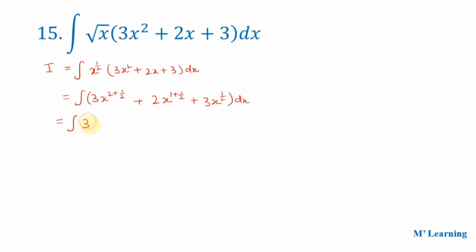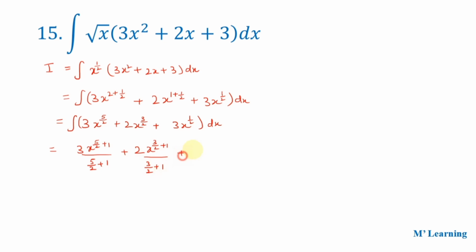So this will become 3 x to the power 2 plus half becomes 5 by 2, plus 2 x to the power 1 plus half becomes 3 by 2, plus 3 x to the power 1 by 2, whole dx. Now we integrate this. The 3 will remain 3 here और x की पावर 5 by 2 को हम x की पावर n के फॉर्मूले से करेंगे, which is x to the power n plus 1. So this will become x to the power 5 by 2 plus 1 whole upon 5 by 2 plus 1, and plus 2 x to the power 3 by 2 plus 1 whole upon 3 by 2 plus 1, plus 3 x to the power half plus 1 whole upon half plus 1 plus c.